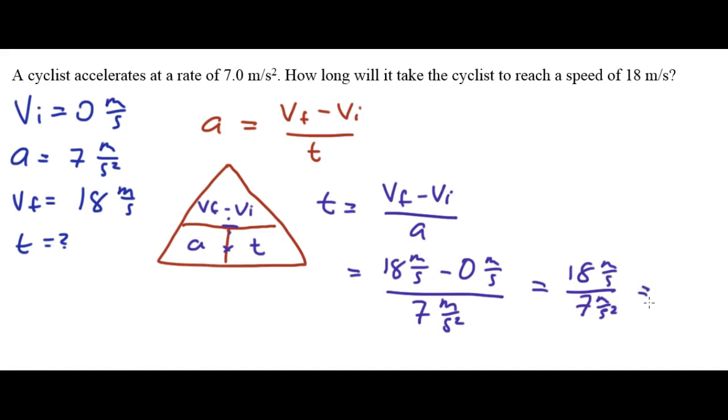You should end up with 2.57 seconds. So for every second that passes by, they're getting 7 meters per second faster. And by the time they get to 18 meters per second, this cyclist, 2.57 seconds would have gone by.